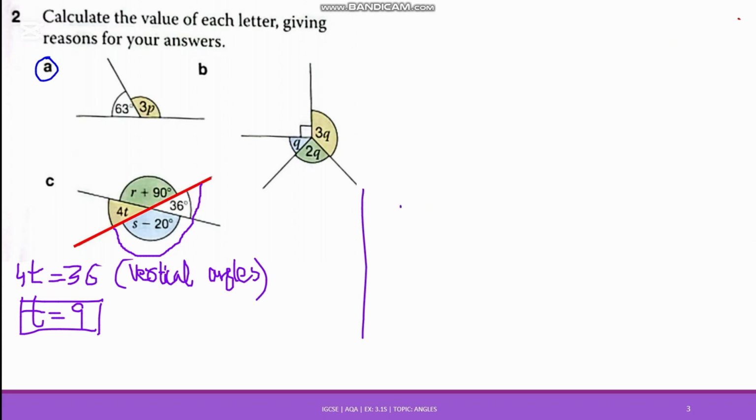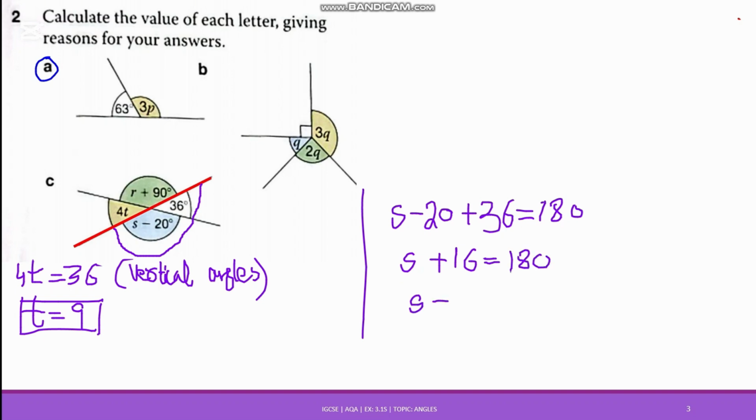So I will then rewrite the equation that S minus 20 plus 36 should be equivalent to 180. And after doing simple calculations, I will eventually get the size of S, and that will be 164 degrees.